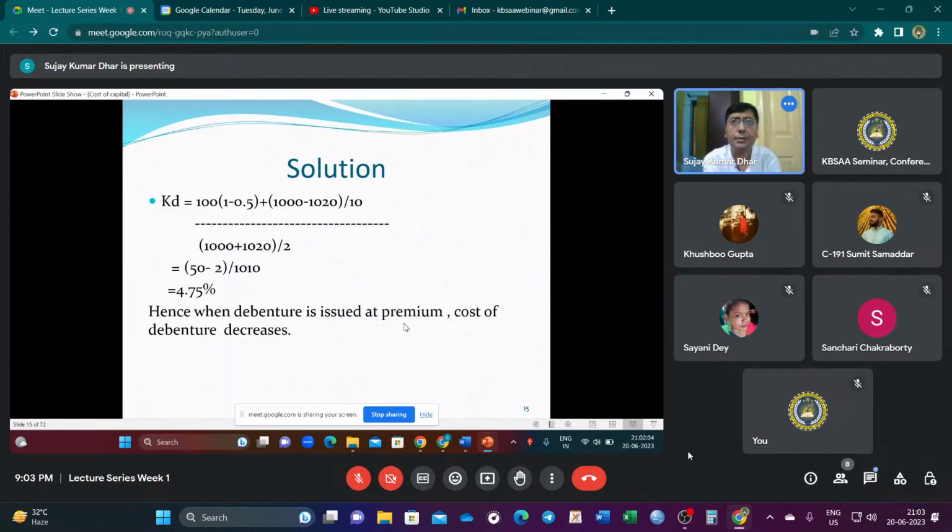Logic is simple. Company is issuing debenture at 2% premium. That means investors are paying 2% more than face value. So company's receivable is more, but company's payable is less. So cost of debenture decreases. Am I clear?